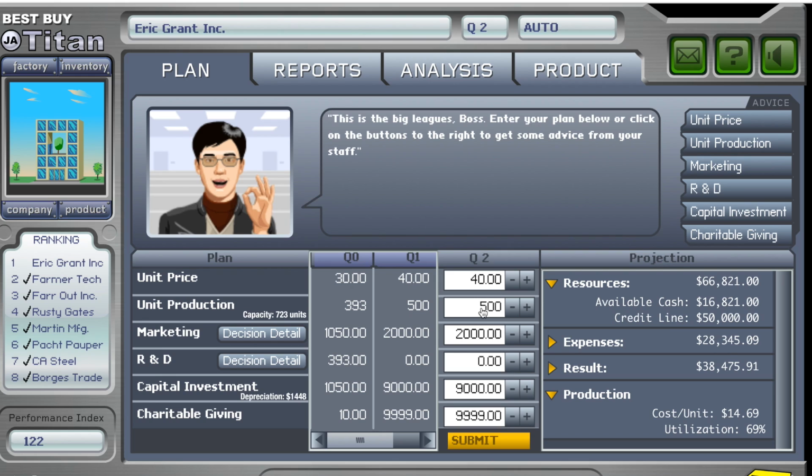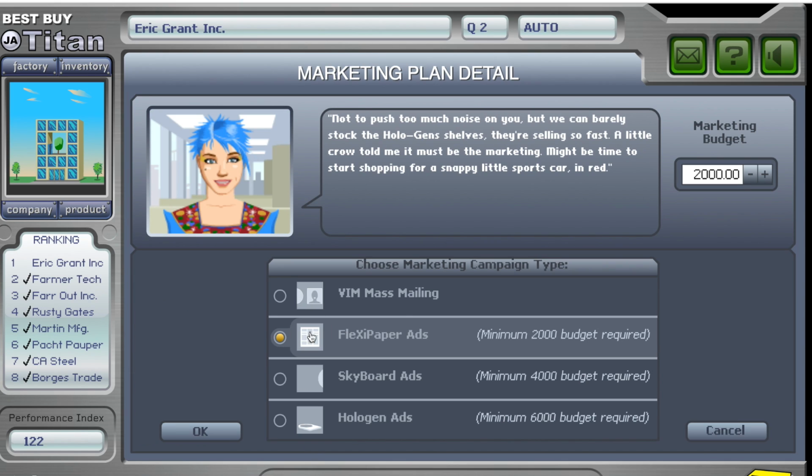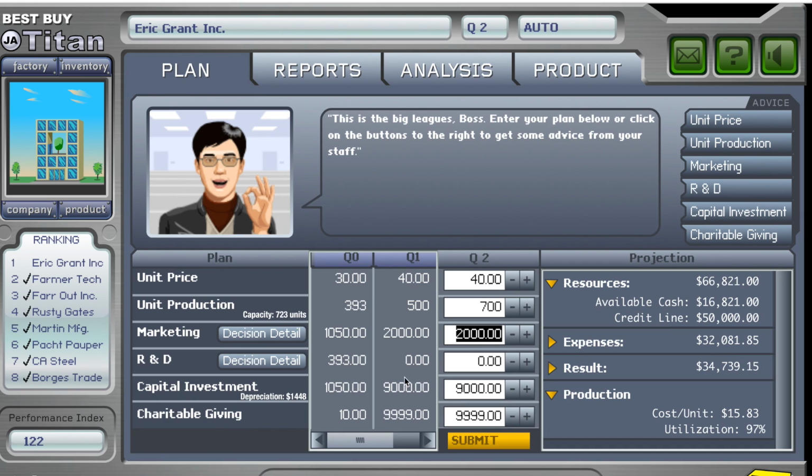So for the next quarter, what I think we should do is, let's just move this up to 700 units. And then marketing. Marketing seems to be doing well at 2,000, so let's just go ahead and keep that. Capital investment, we can probably bump that up now since we have more available cash and we don't have to worry about exceeding our credit line.